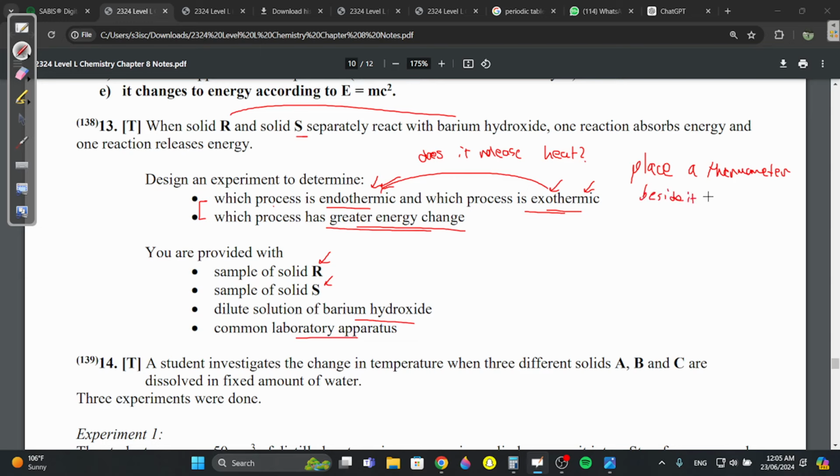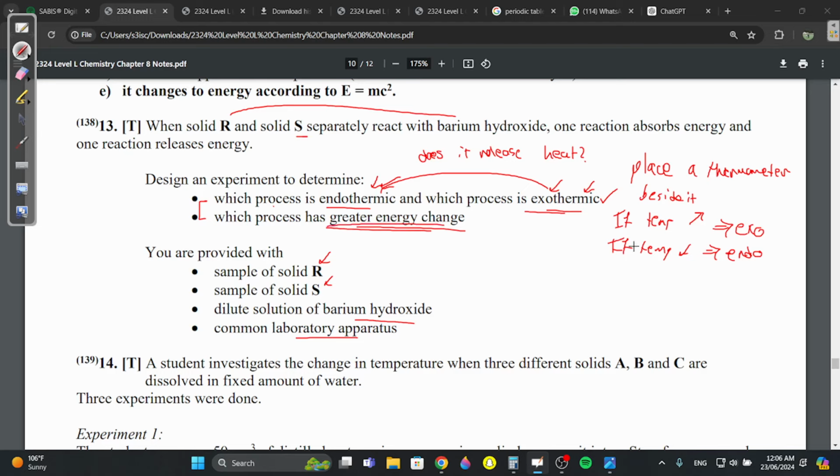Obviously I'm not going to write this out, but I'm just trying to help you think about it. Endo or exo, how do we test? We place a thermometer beside it, and if the temperature increases, then it's exo. If the temperature decreases, then it absorbed energy, so it's endo. So we actually tested the first point. Done.